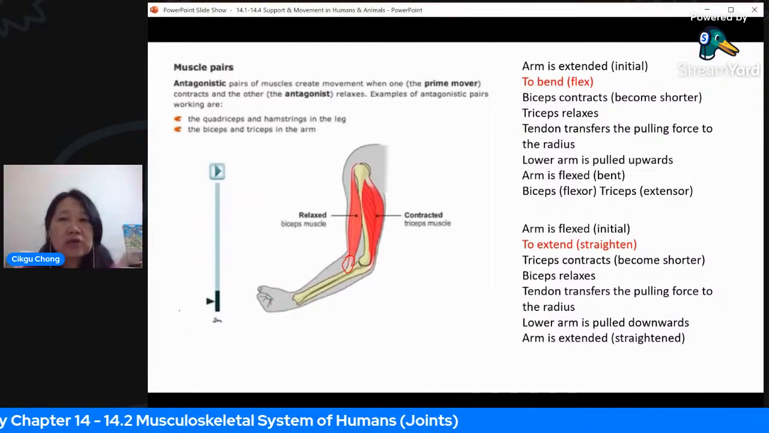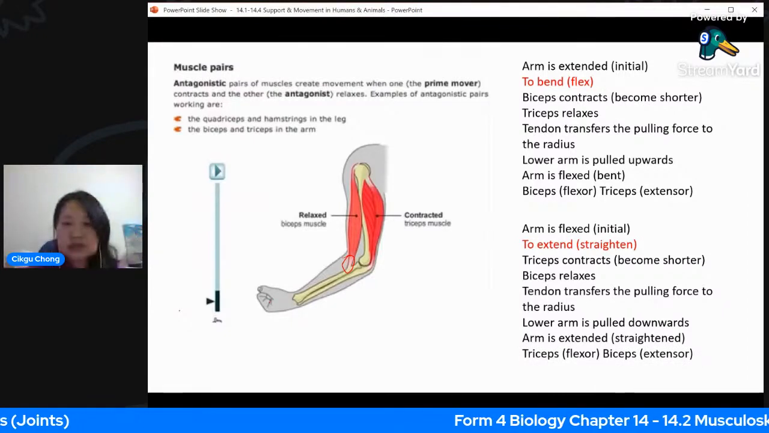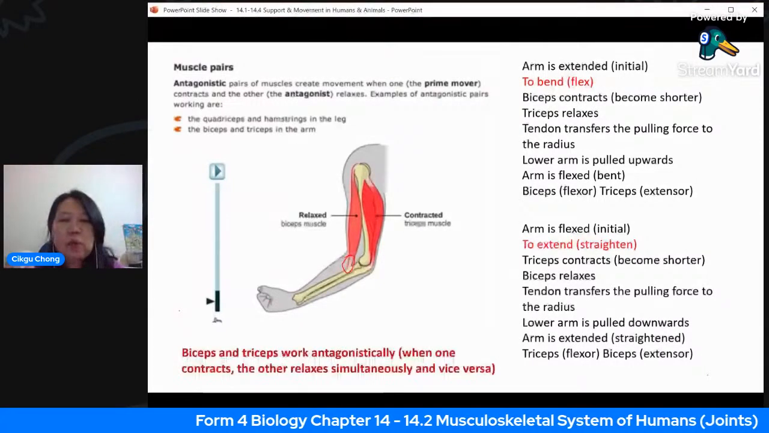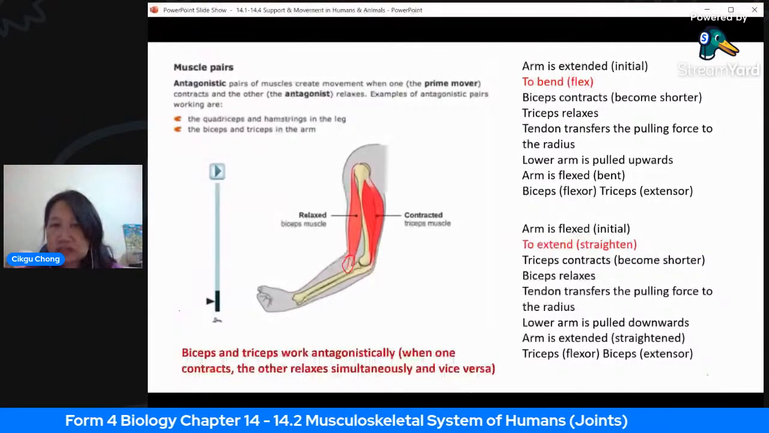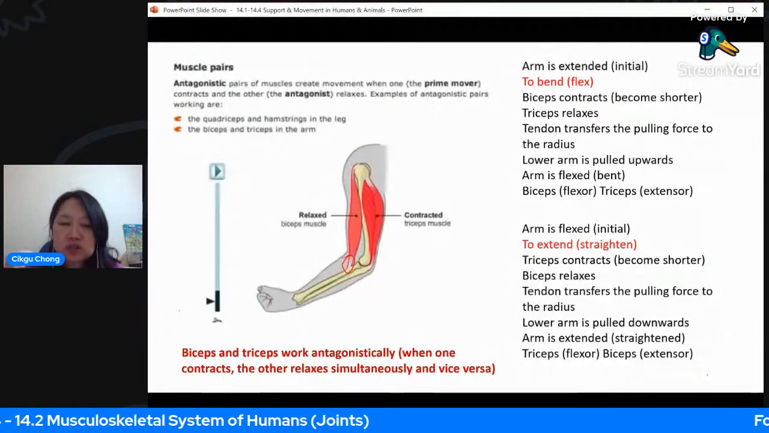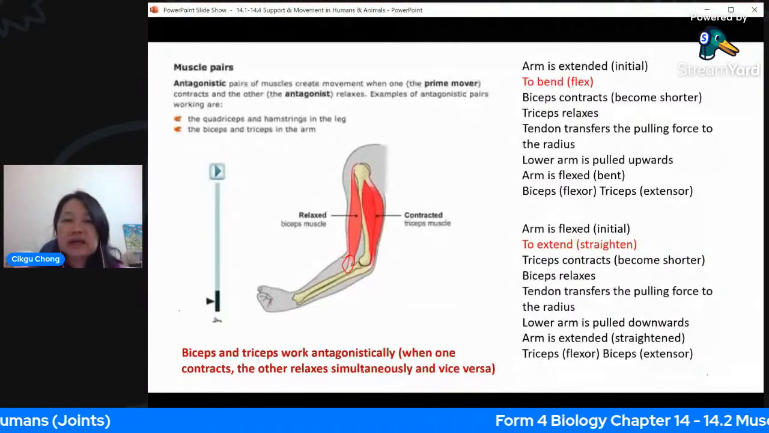How you want to put your antagonistic? You talk about it this way. Okay, so your tricep is your flexor, bicep will be extensor at this time. So now biceps and tricep work antagonistically. Write this sentence: biceps and triceps work antagonistically. That means when one contracts, the other relaxes simultaneously, and vice versa.